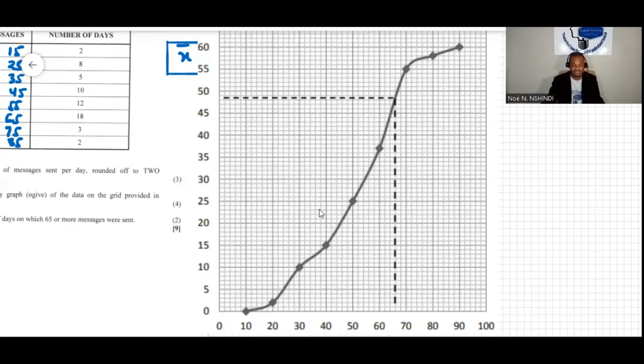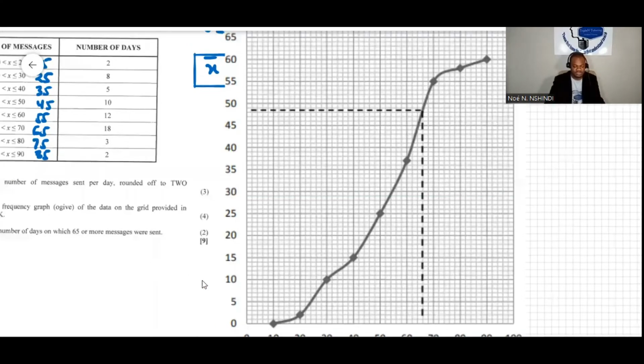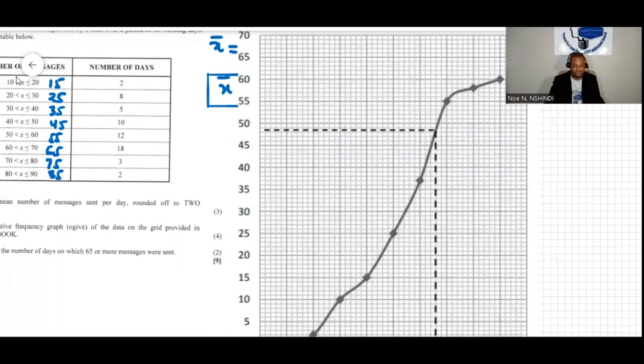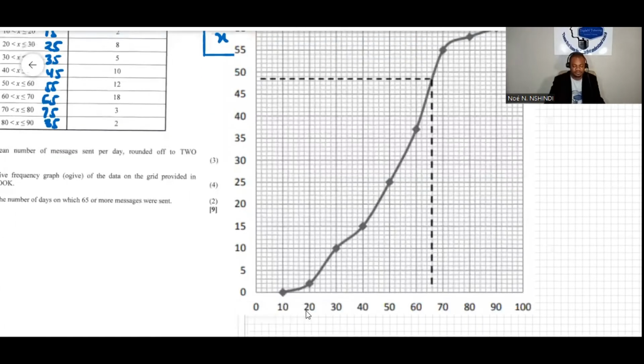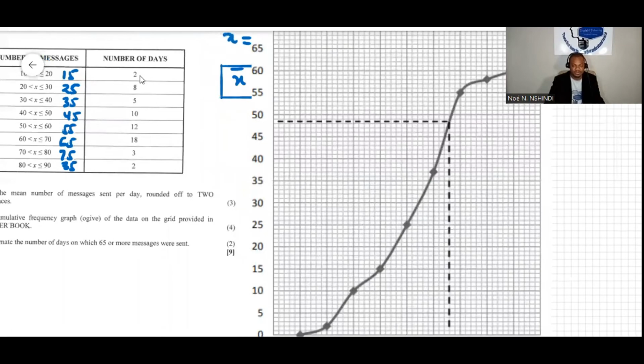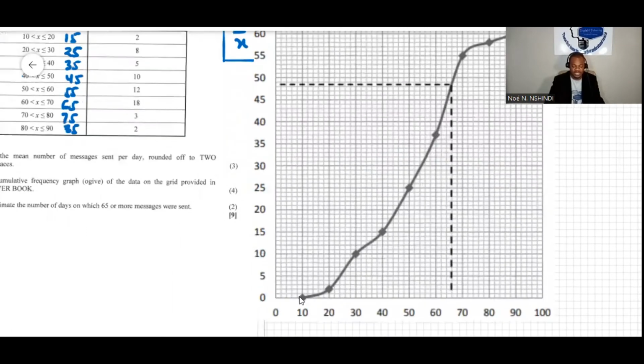First, we look at the class, okay? It's from 10 to 20 in the first class. 10 here and 20 there. From 10 to 20, there are 2 messages sent, so I start from there. From 10, I connect that to 2. So this must be 2 on the grid line, and 2 is somewhere here. You can see 2 there, so we can connect these two lines.